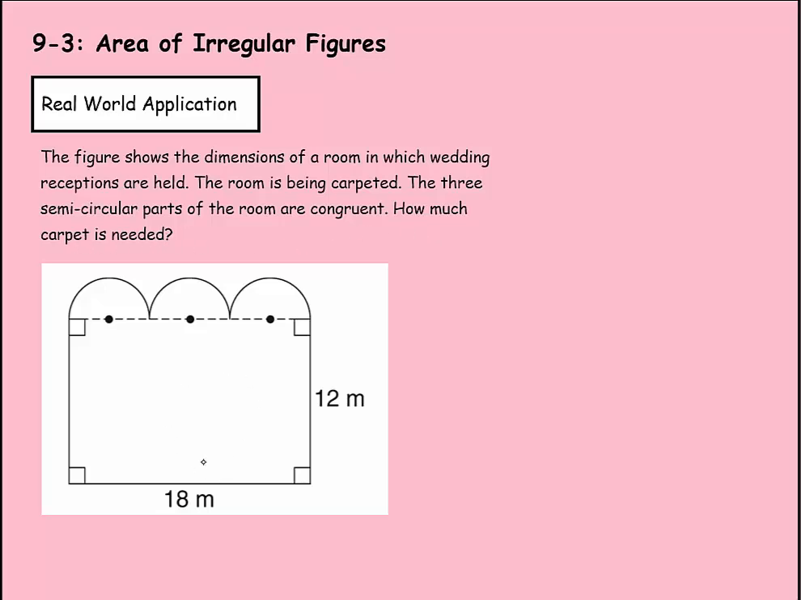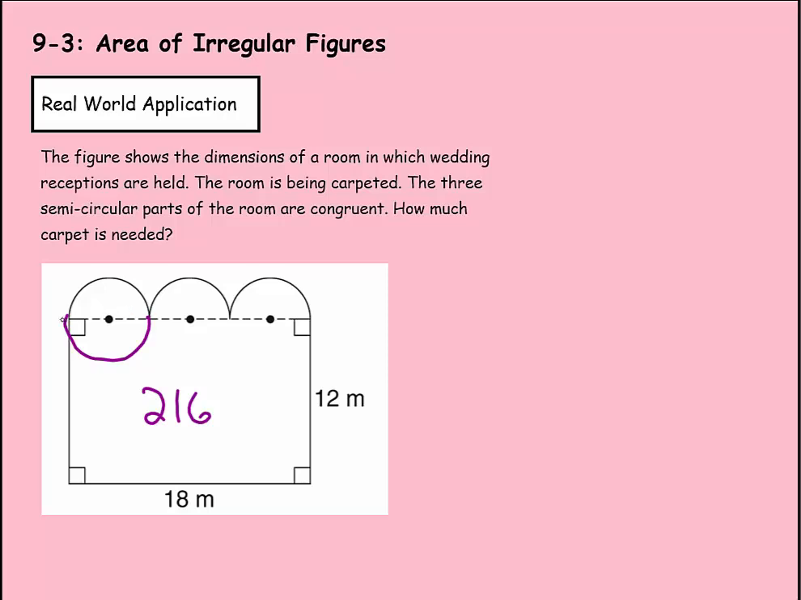Well, I notice that the easy part of this is going to be solving for the rectangle. That's just the length times the width. So 18 times 12 gives me an area of 216. Now this part will take a little bit more work. I notice I have 3 half circles. So what I want to do is solve for a whole circle. Then I want to divide it in half because it's only half of one. Then I want to multiply times 3 because there's 3 exactly the same.